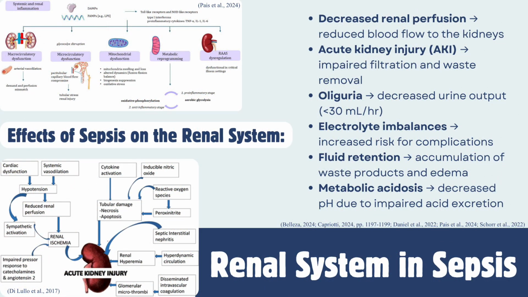In sepsis, the renal system is highly vulnerable due to decreased perfusion and reduced blood flow to the kidneys. This reduction in oxygen delivery impairs normal kidney function. As a result, acute kidney injury can develop, which leads to impaired filtration and decreased ability to remove waste products from the blood. One of the earliest clinical signs is oliguria, defined as urine output of less than 30 milliliters per hour. As kidney function declines, electrolyte imbalances may occur, increasing the risk for serious complications such as dysrhythmias.